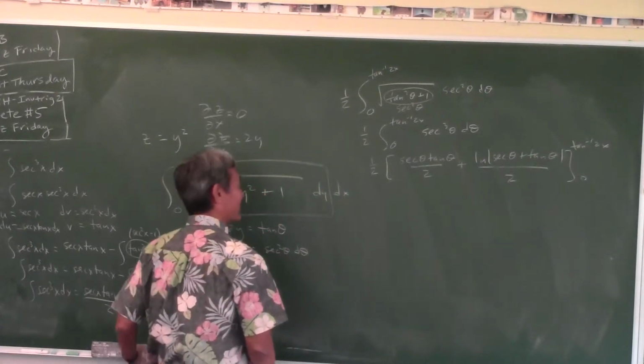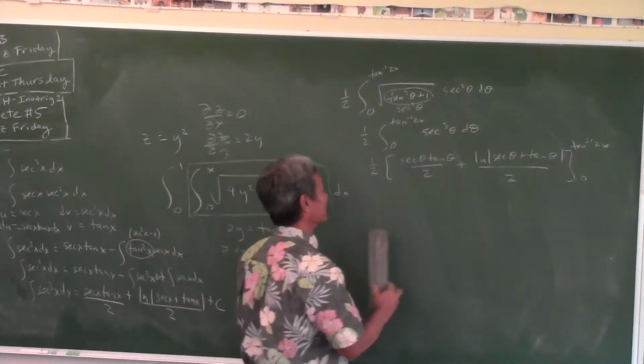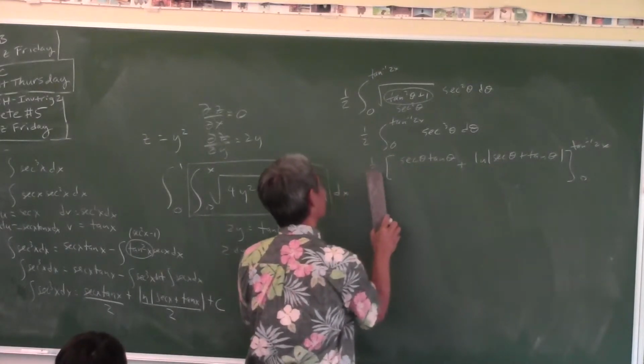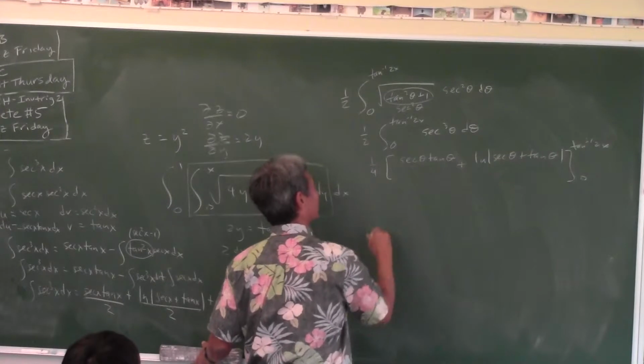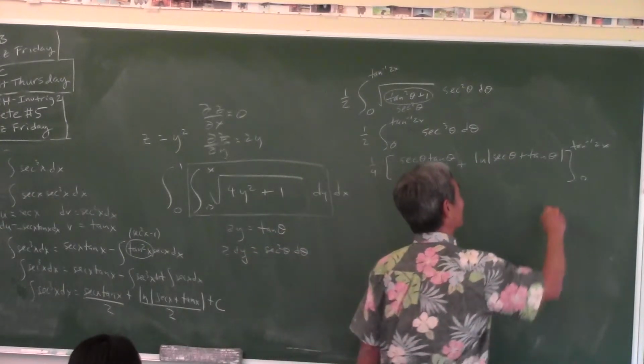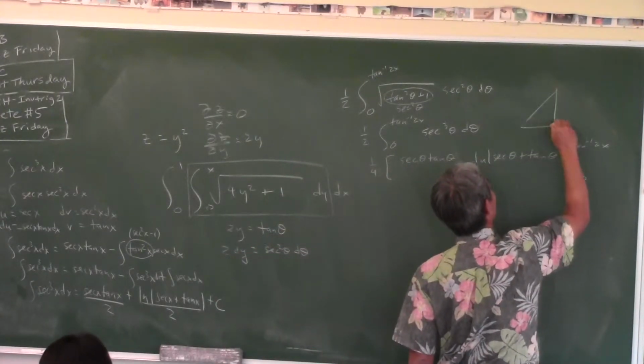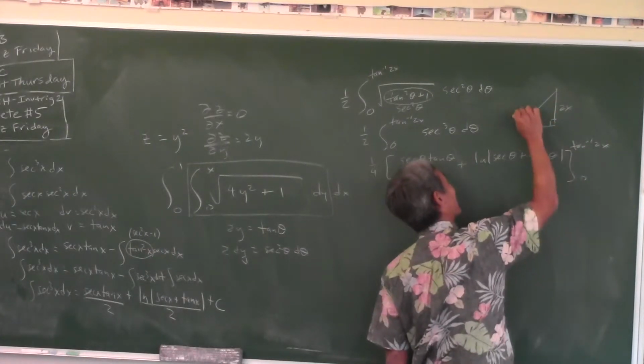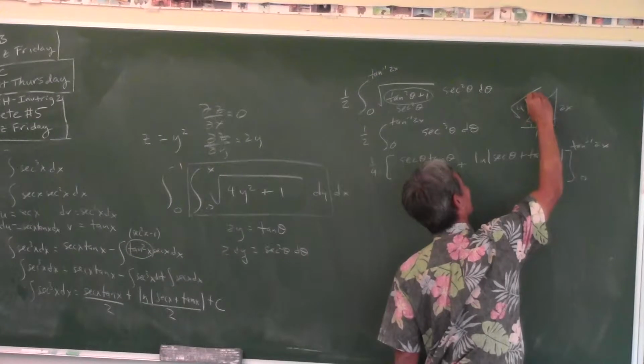In fact, why don't we factor out that over 2 business? Shall we do that? So factor out the over 2 and then this would be over 4 then. Now, it looks like we're going to have to draw a triangle. How do you draw an angle that's tan inverse 2x? You go opposite over adjacent, and then Pythagorize: 4x squared plus 1.